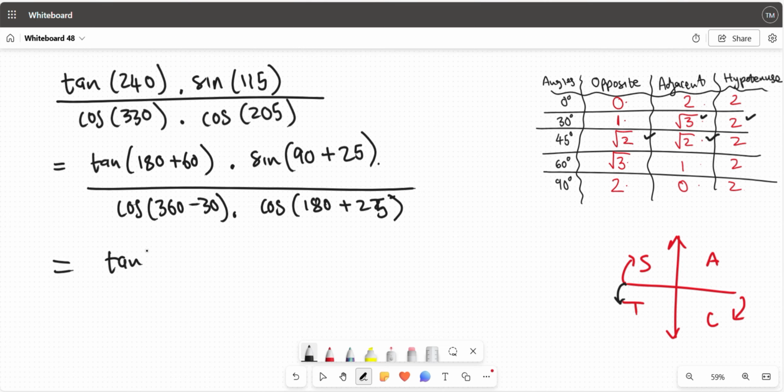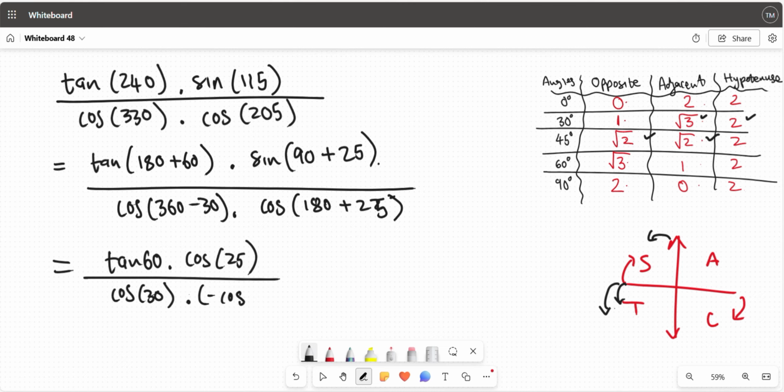tan is positive, so tan 60 stays. Sine 90 plus would put me into this quadrant, and sine is positive there, so I shouldn't forget to change it into a cos. Right? And then I have 360 minus, that is a cos 30. And then the last one, cos 180 plus would put me in this quadrant, and cos is negative there, so this is times by negative cos 25.